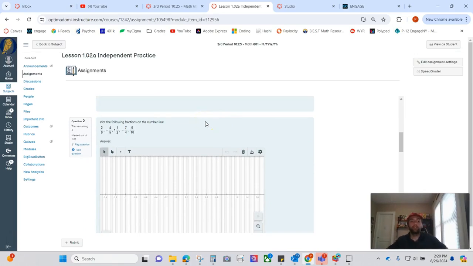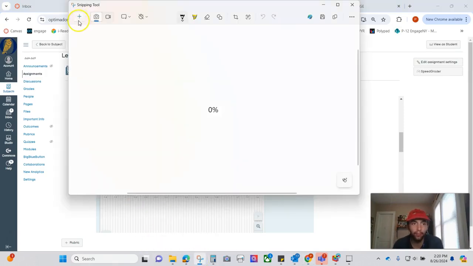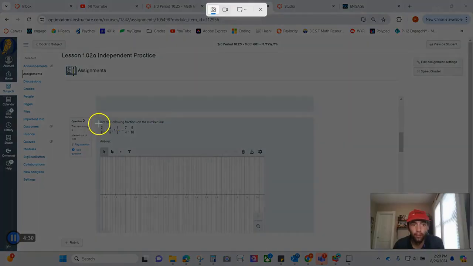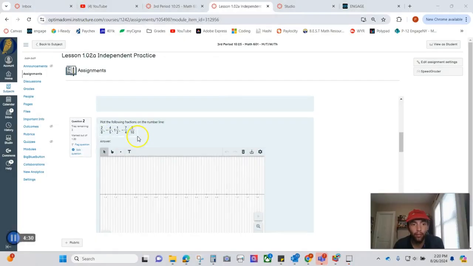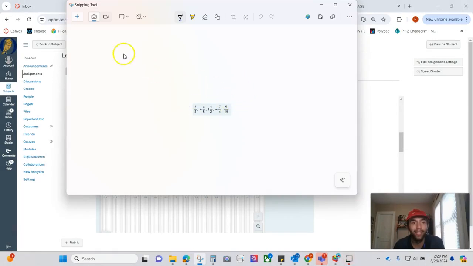Question 2. Plot the following fractions on the number line. Uh-oh. This number line doesn't have fractions. This number line only has decimals. So let's turn these fractions into decimals, and I'll show you how. You can turn any fraction into a decimal using the same strategy by doing top number divided by bottom number.